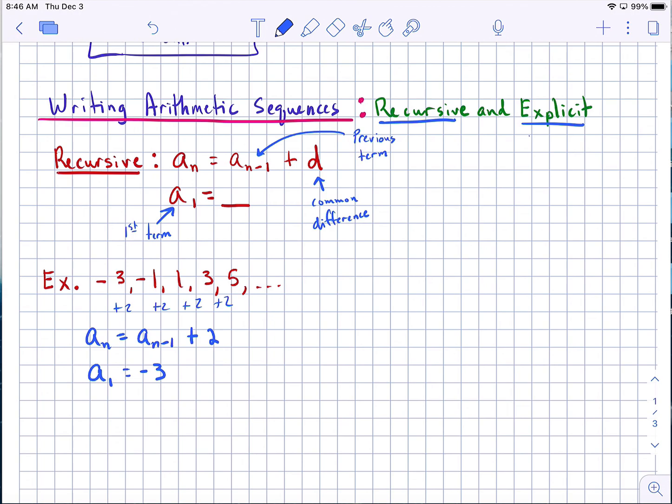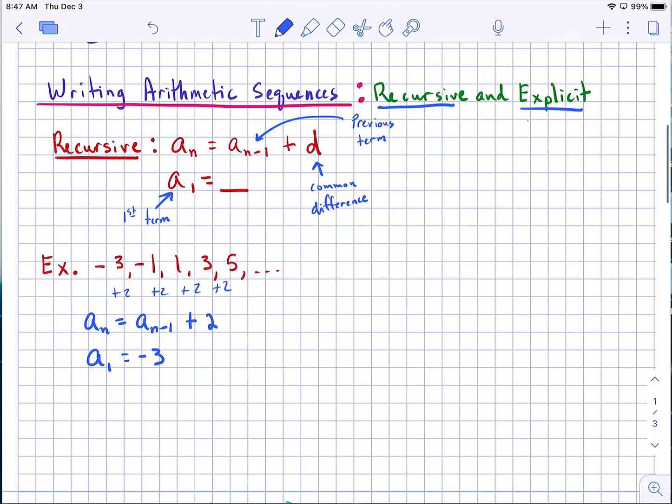We have -3, -1, 1, 3, and 5. We have the first 5 terms listed there, correct? First term is -3, second term is -1, third term is 1, fourth term is 3, fifth term is 5. If I wanted to find the sixth term, obviously I just add 2, but I want to show you how to use it in the equation. So the sixth term would be 7, right? We add 2 to 5 and get 7.